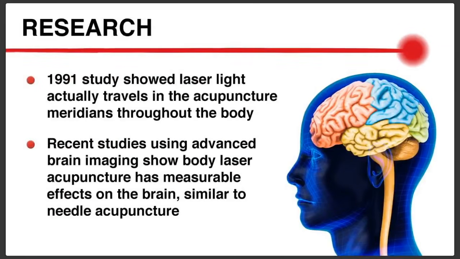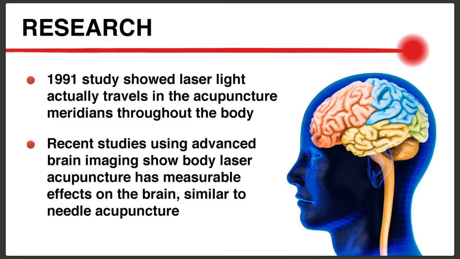All right, a 1991 study showed that laser light actually travels in the acupuncture meridians through the body, which means that if you take laser light and you shine it on a point and you use a very sensitive photon detector further up that meridian channel, you can detect photons traveling up that channel. And if you get off the channel, you don't detect them. So there is something of a fiber optic effect in the acupuncture meridians that causes the light to travel in the acupuncture channels.